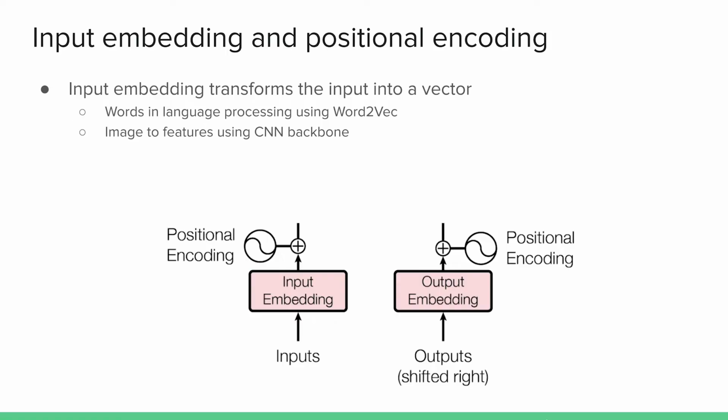There are different ways how we can get from an input to this representation. We can use language embeddings that are already pre-trained, like word2vec. For images, we can use a standard convolutional neural network backbone to extract features that are then fed into this network.